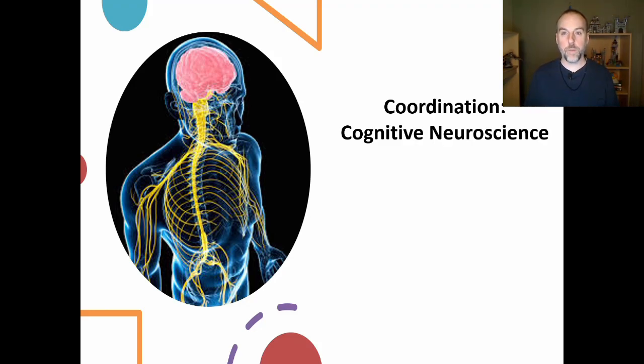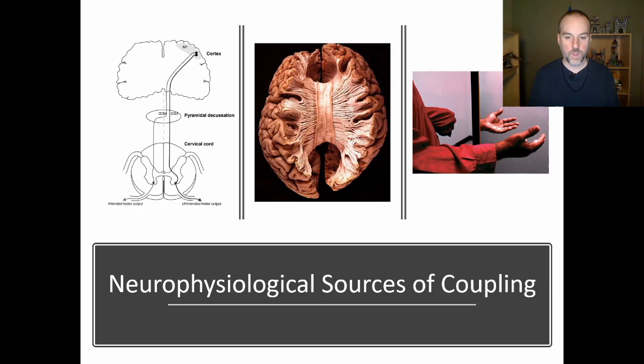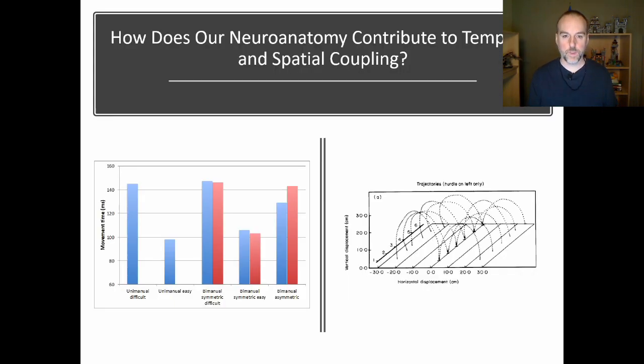Hello everyone, welcome back. Today we're going to look at our second module on coordination, this time with a cognitive neuroscience perspective. So what we're going to look at is what is it about our nervous system, our neurophysiological connections between the brain and muscles that contributes or causes coupling. Put that in another perspective.